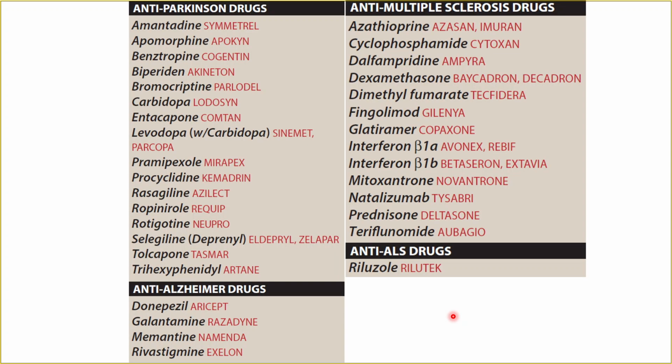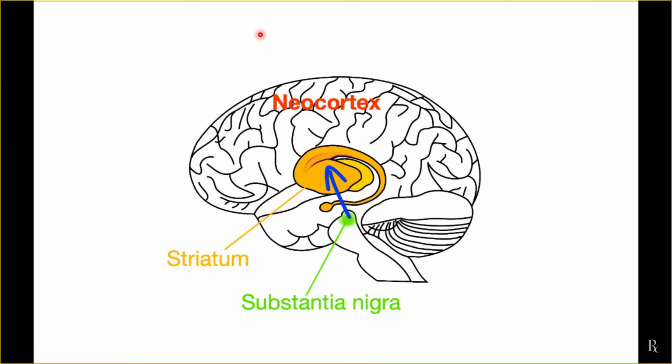So today's lecture topic is drugs for neurodegenerative diseases, and this is the list of the diseases we will discuss today. It includes the anti-Parkinson drugs, anti-Alzheimer drugs, and drugs for the treatment of multiple sclerosis, and that is it. And we will start with Parkinson disease.